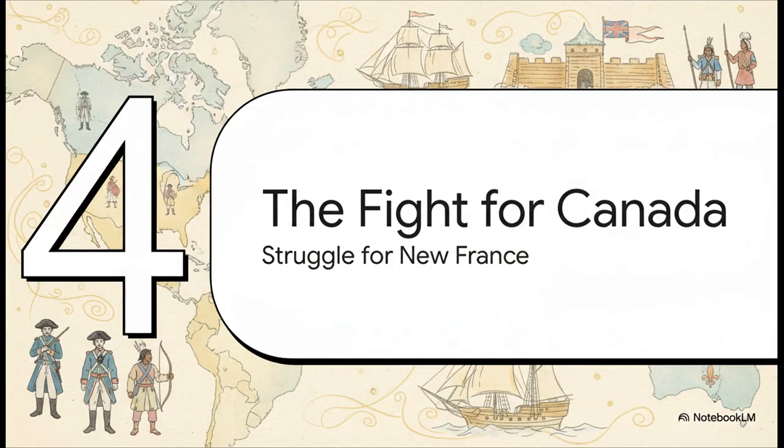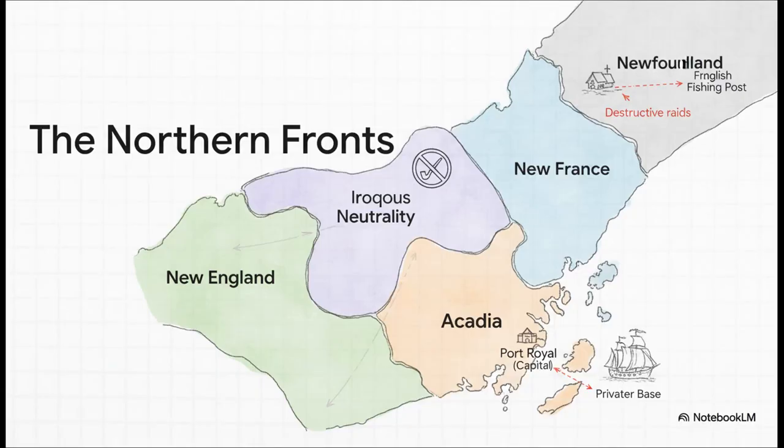So while the frontiers were burning, the British started to shift their focus to a much bigger prize, the complete and total conquest of New France. The fight was moving to the strategic heart of the conflict in the north. 3 spots were really key. Up in Newfoundland, the French and English just destroyed each other's fishing settlements over and over again. Then you had the Iroquois neutrality, which was so important because it basically shut down the main invasion highway from New York to Montreal. That forced the British to look elsewhere.